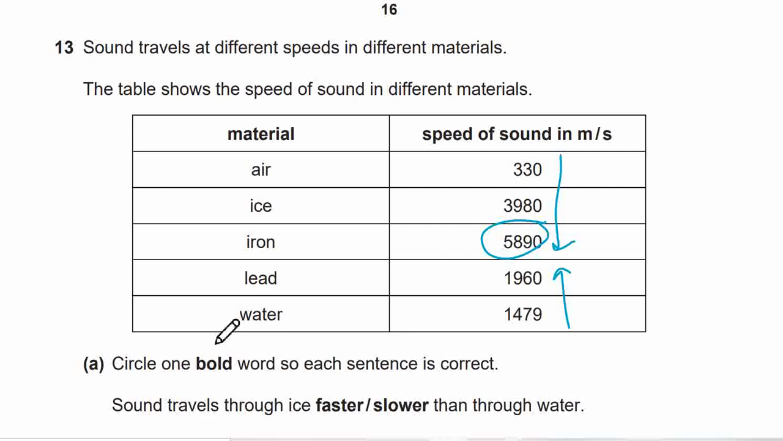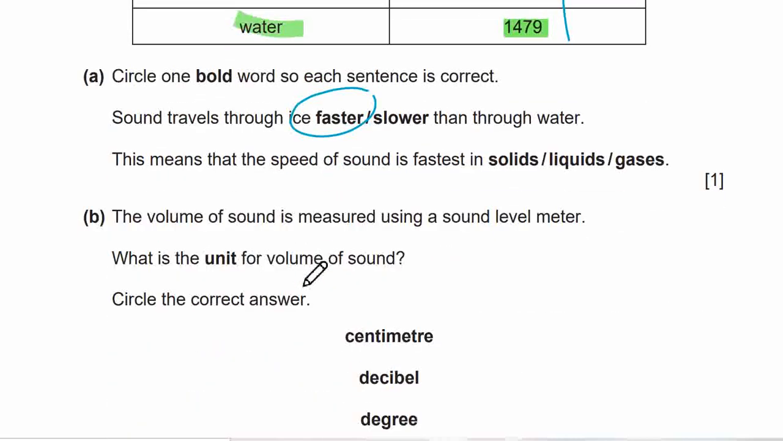Question A. Circle the bold word so each sentence is correct. Sound travels through ice faster or slower than through water. So let's see. Ice, water, 3980, and one. So the ice is faster. The ice is faster, so faster. Okay, let's move on to question B.